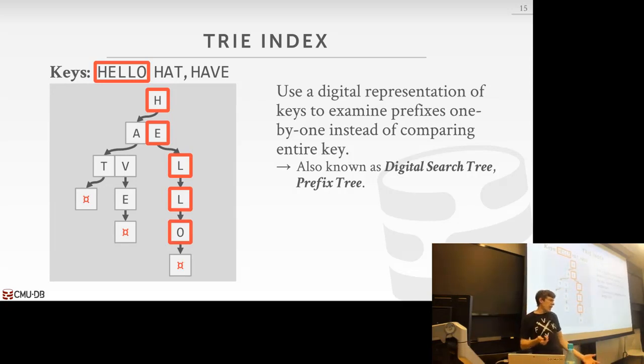Whereas this makes sequential scans more difficult, because although I can be in sorted order, I've got to backtrack and go back up and go back down, unlike in the B plus tree where I can just scan along the leaf nodes. So tries are going to be faster for point queries than a B plus tree, but they're going to be slower for scans.